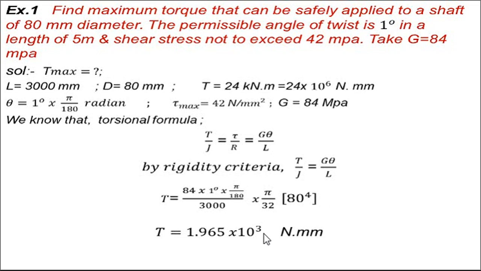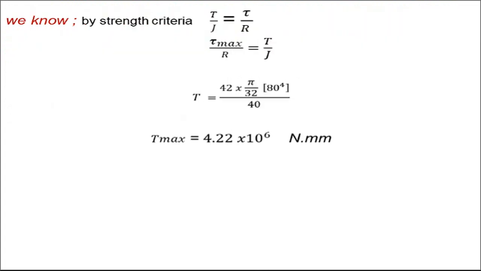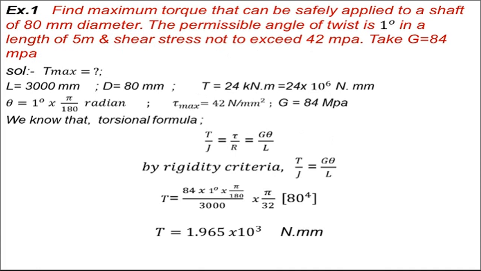Find maximum torque. Find a maximum torque that can be applied to a shaft of 80 mm diameter. The permissible angle of twist is 1 degree in a length of 5 meter, and shear stress is not to exceed 42 MPa. Take capital G equal to 84 MPa.